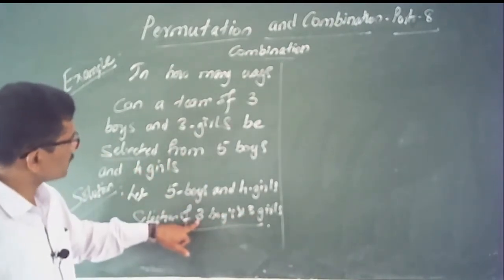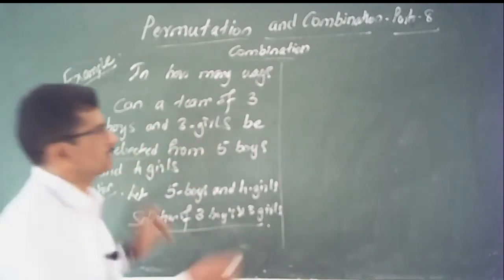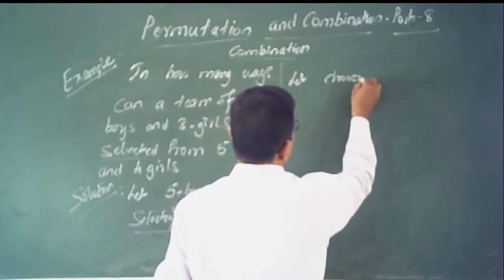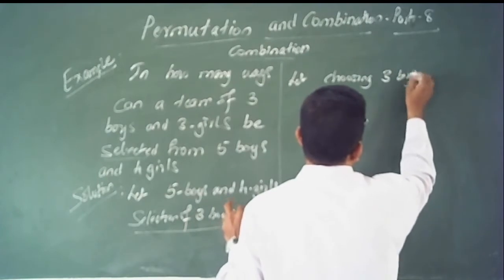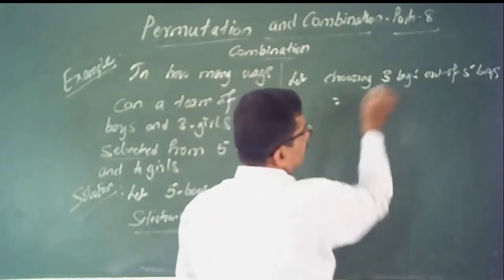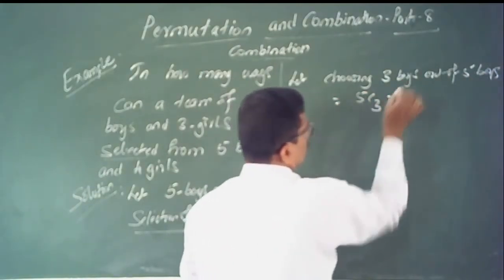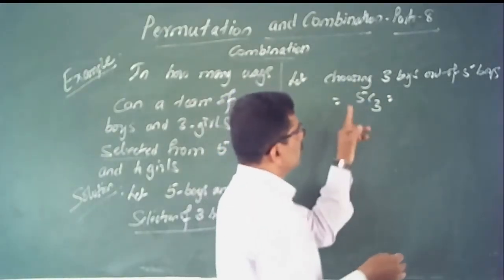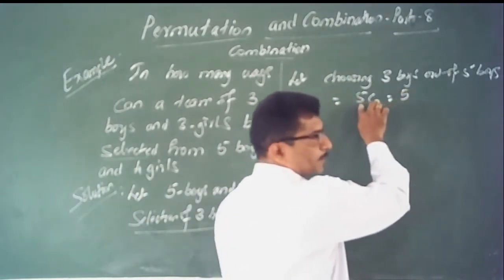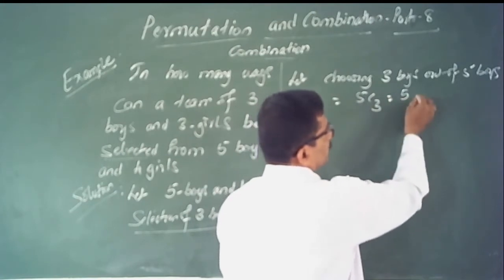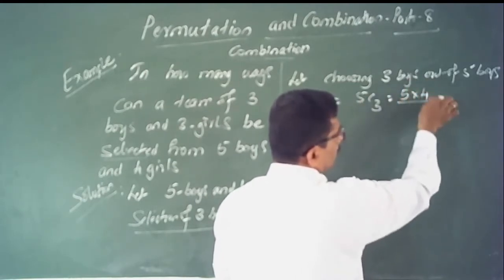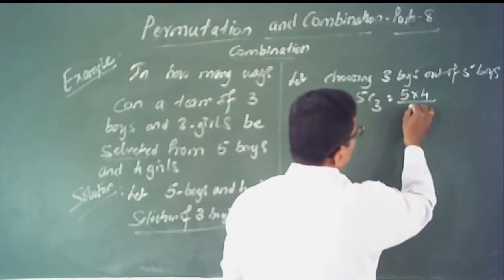You know that 3 boys are chosen out of 5 boys. Choosing 3 boys out of 5 boys is exactly equal to 5C3. What is the value of 5C3? Already you know that 5C3 is 5C2, since 5 minus 3 means 2. Its value is 5P2 divided by factorial 2.